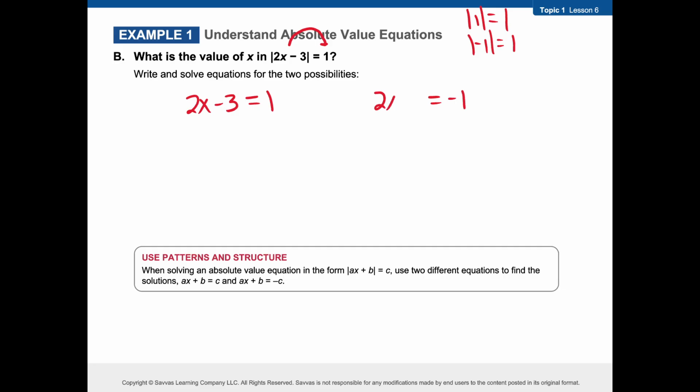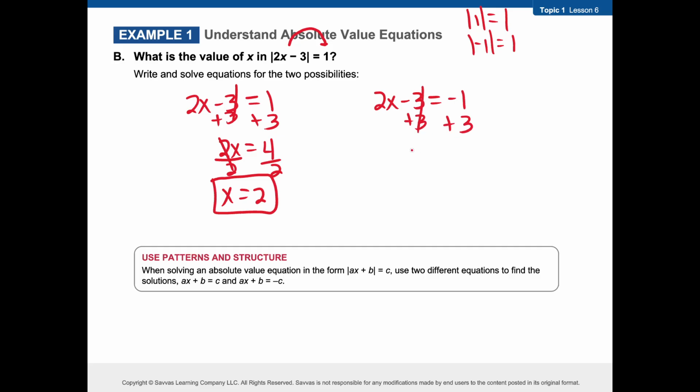So 2x minus 3, 2x minus 3. The expression always stays the same. Add 3 to both sides. 1 plus 3 is 4. Divide by 2, and x equals 2. That's one answer. These answers are always going to come out differently. Negative 1 plus 3 is 2. Divide by 2, and x equals 1. So your solution is 2 and 1.